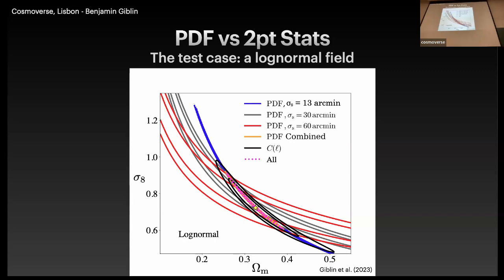So the shoe is on the other foot now. Instead of the power spectrum being the optimal statistic, because this is a non-Gaussian field, it's actually the lensing PDF that becomes the optimal statistic. So this is what we hope to see when we take this towards realistic data.